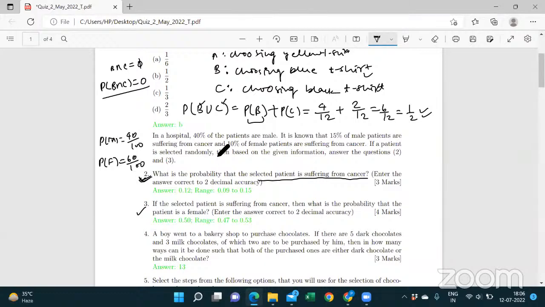Now, in the question, it is said that 15% of male patients are suffering from cancer, right? That means it is given that the patient is male, he is suffering from cancer. The chance that a person is male and he is suffering from cancer is how much? 15.